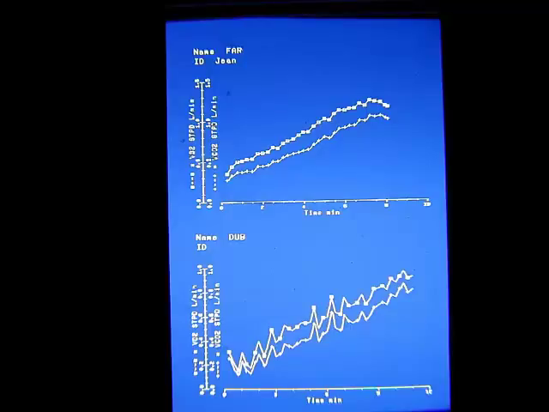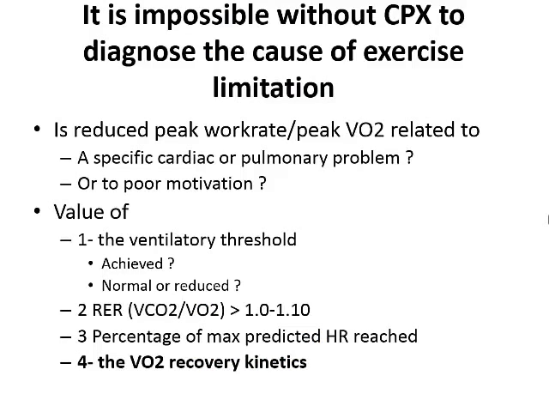These are two examples of the curves, VO2 with CO2. There was no increase in the VCO2 curve. The patient stopped before what we call the ventilatory threshold. These patients stopped because of obesity and pulmonary disease and not because of a cardiac problem.